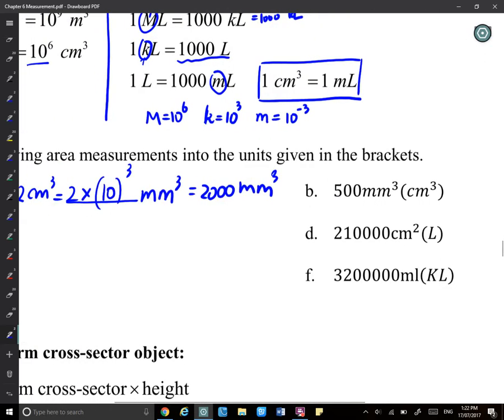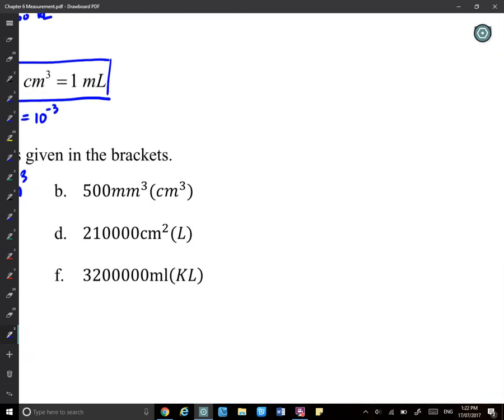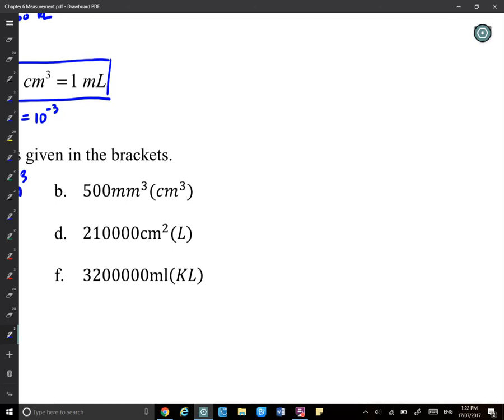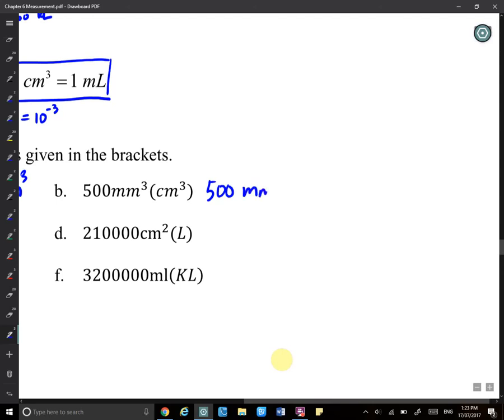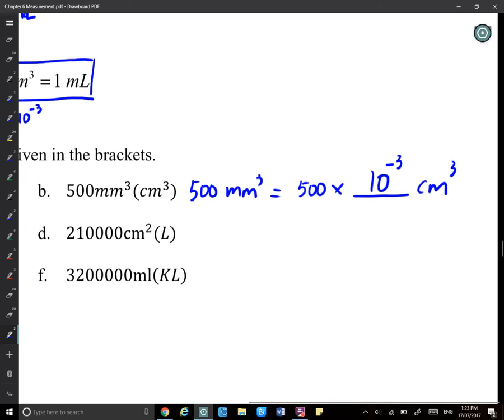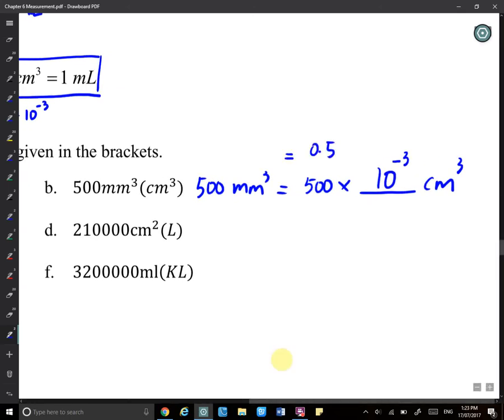That's how we do it. Next one: 500 millimeter cube to centimeter cube. Millimeter is a smaller unit, centimeter is a larger unit, so you can't enlarge this number now, you need to make it smaller. So 500 millimeter cube equals 500 times what centimeter cube? Again, 1 centimeter is 10 millimeter, and because it's a cube, I will go for negative 3. Converting from a smaller to a larger unit, I will times 10 to the power of negative 3 here, not 10 to the power of 3. So this equals 0.5 centimeter cube.